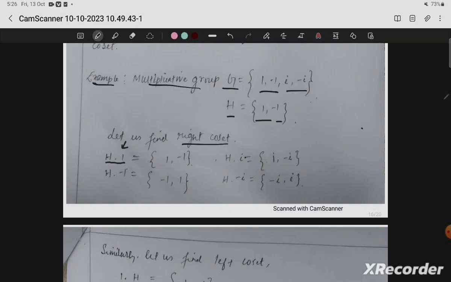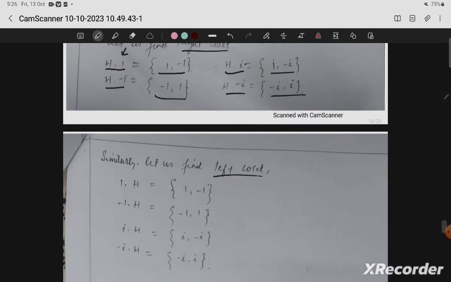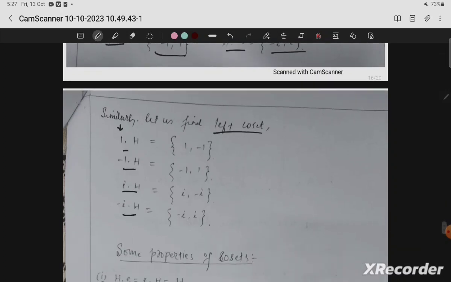H into 1 will give us {1, minus 1}. And H into minus 1, we will get {minus 1, 1}. Similarly, H into i, we will get {i, minus i}. And H into minus i, we will get {minus i, i}. Similarly, let us find the left coset. Now this is a left coset, so we will multiply on the left side. So we will get this result.